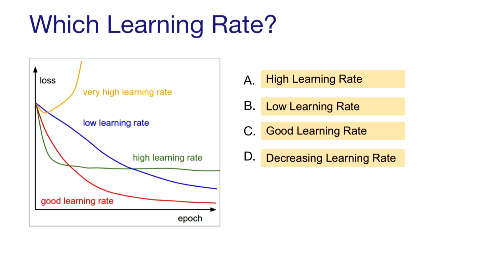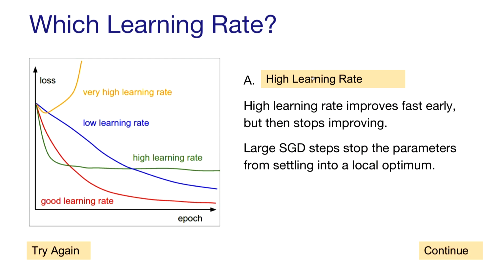It's not obvious. You have high, low, and good. What do you think you should choose? So high learning rate goes nice and fast, but then actually saturates, which is interesting. And that's because with stochastic gradient, you're taking random steps. It's kind of like trying to have a ball settle in a bowl where the ball is shaking violently. The oscillation in energy keeps it from actually finding the lowest point in the bowl.